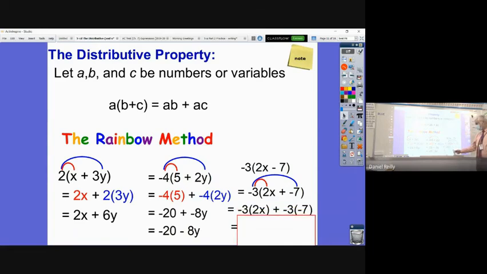-3 times 2x and -3 times -7. That's my rainbow. So -3 times 2x, you multiply these numbers together and just put an x in there. That's -6x. And -3 times -7 is positive 21. So it's -6x plus 21. And that's my answer.